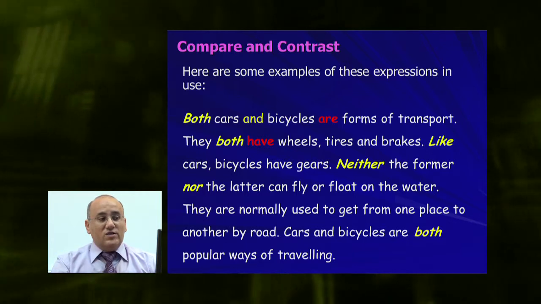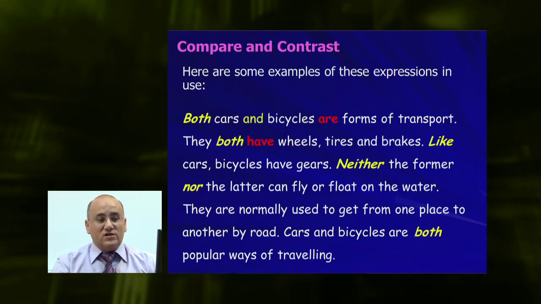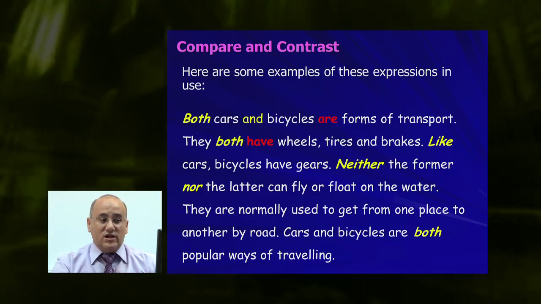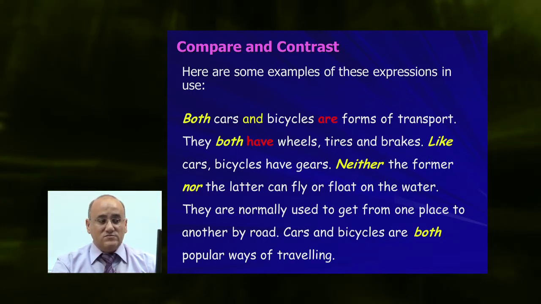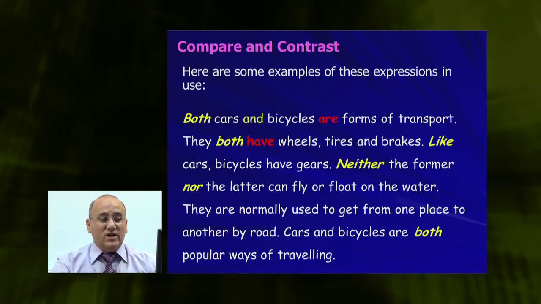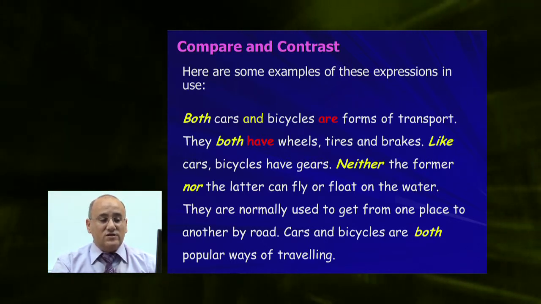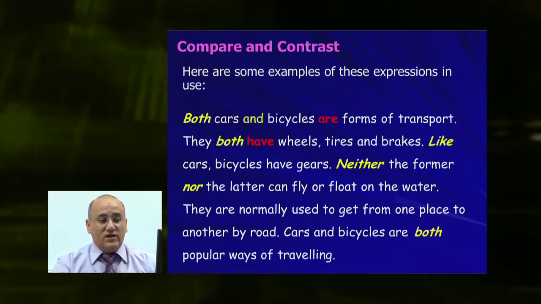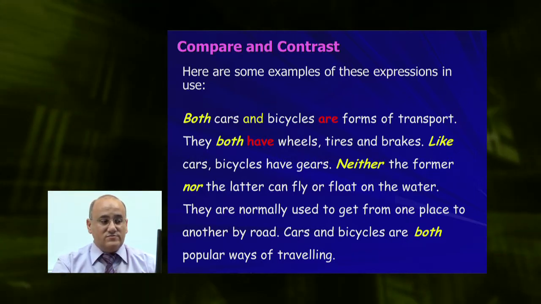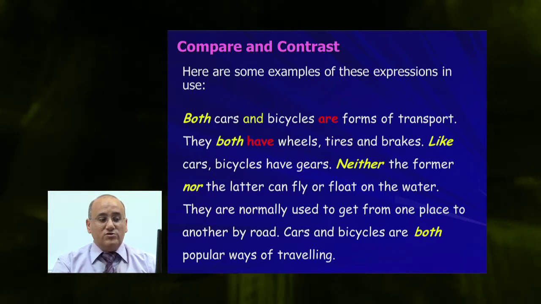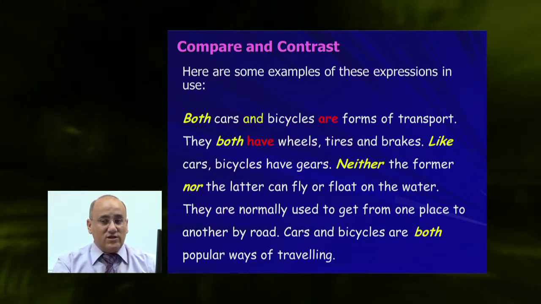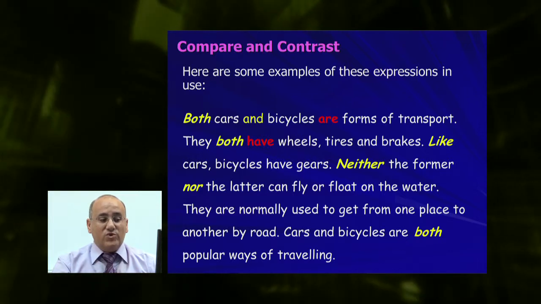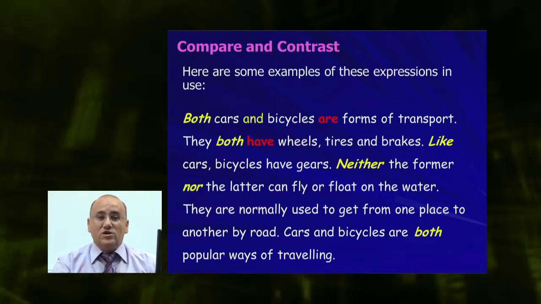Both cars and bicycles are forms of transport. They both have wheels, tires, and brakes. Like cars, bicycles have gears. Neither the former nor the latter can fly or float on the water. They are normally used to get from one place to another by road. Cars and bicycles are both popular ways of traveling.